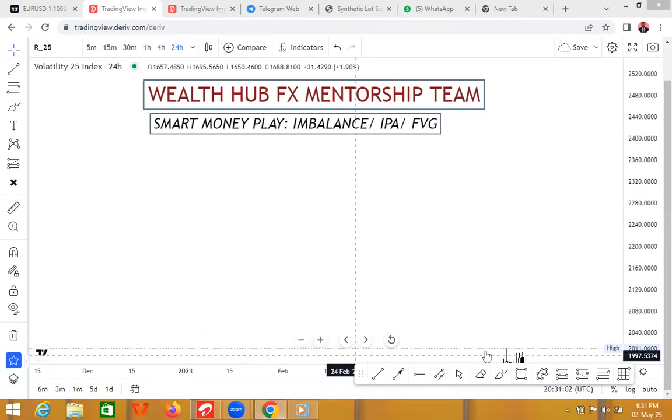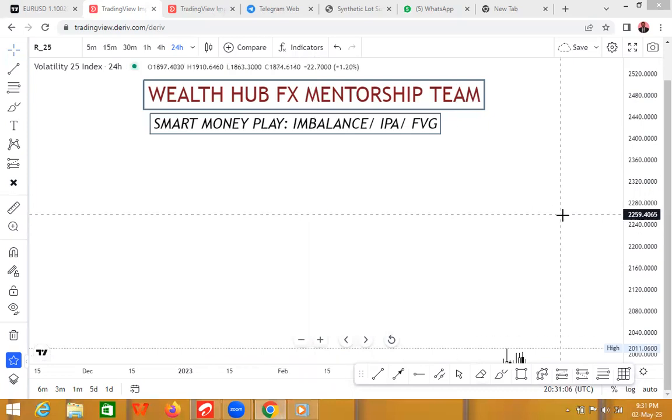So these are the things we look at in our mentorship team. We try to find out what are the footprints of smart money and how can we trade with them? How can we go in the same trend, the same way they are going? If they are buying, we want to be buying. If they are selling, we also want to be selling.